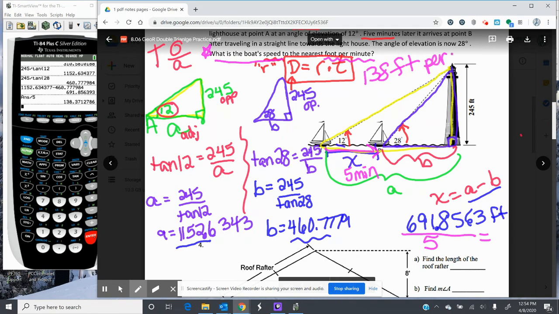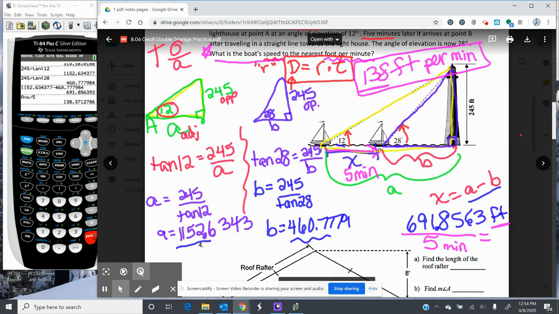per minute. So again, that answer came from dividing by 5 minutes because we had feet as a measurement. And if it goes that many feet in 5 minutes, it's going to go 138 feet per 1 minute. So we just divided by 5.